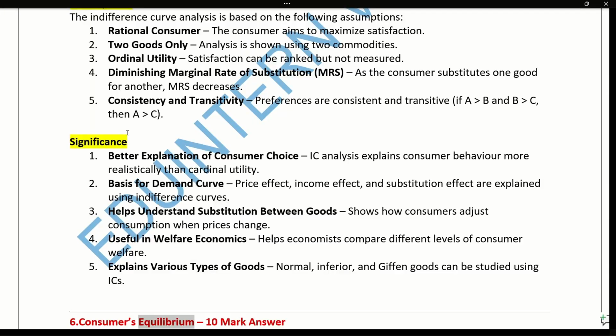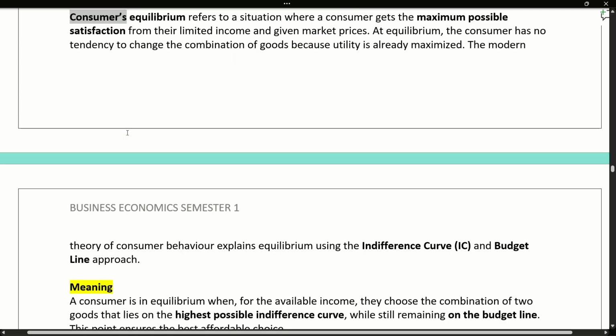Consumer's equilibrium, 10 mark answer. Consumer's equilibrium refers to a situation where a consumer gets the maximum possible satisfaction from their limited income and given market prices. At equilibrium, the consumer has no tendency to change the combination of goods because utility is already maximized. The modern theory of consumer behavior explains equilibrium using the indifference curve, IC, and budget line approach.